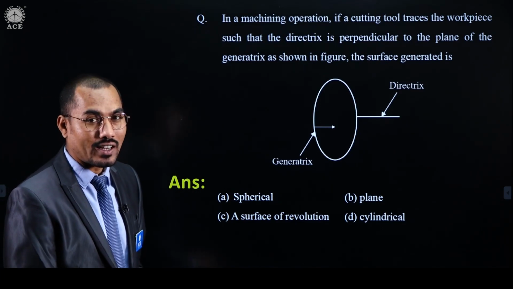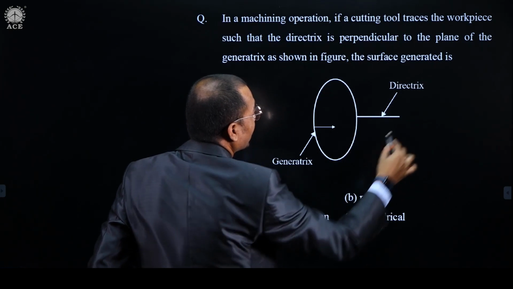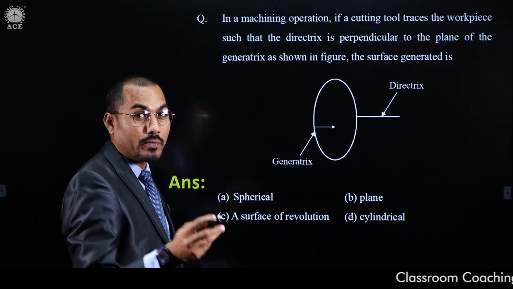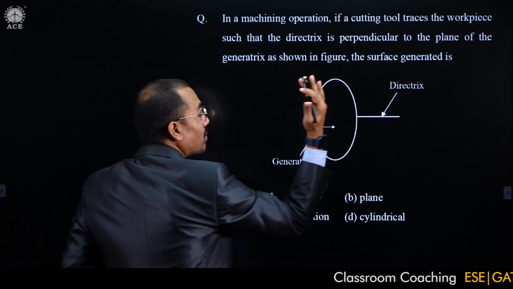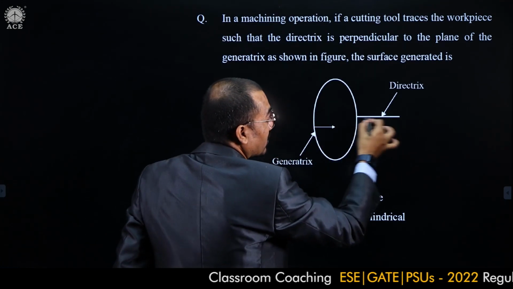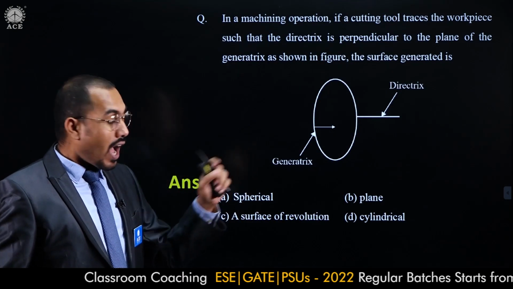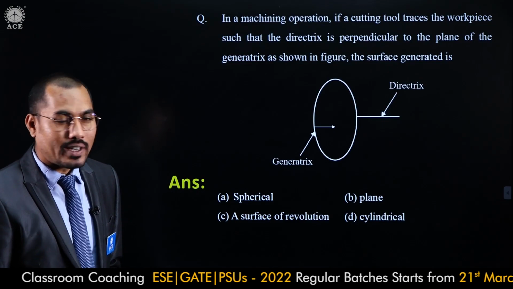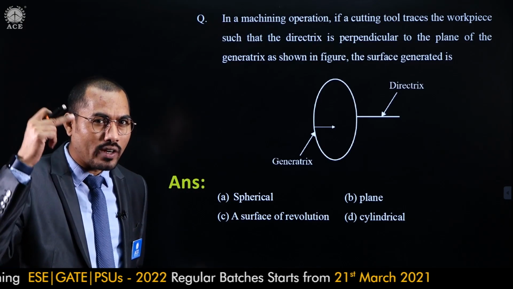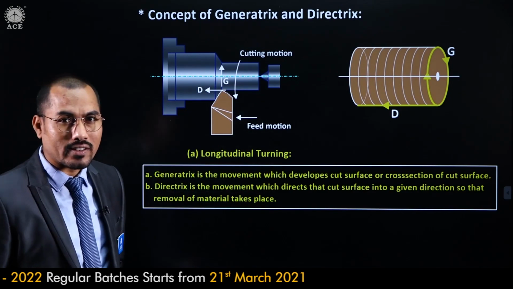Sir, it is given that this is what exactly the generatrix is, and the directrix is perpendicular to this plane of the generatrix. Which means this is the generatrix, this is one plane, and whatever the directrix is, it is perpendicular to this plane. Which type of surface will be manufactured after machining of this? Now let's go back to the history and just recall your history. We have discussed that in a simple manner. What is generatrix and what is directrix?